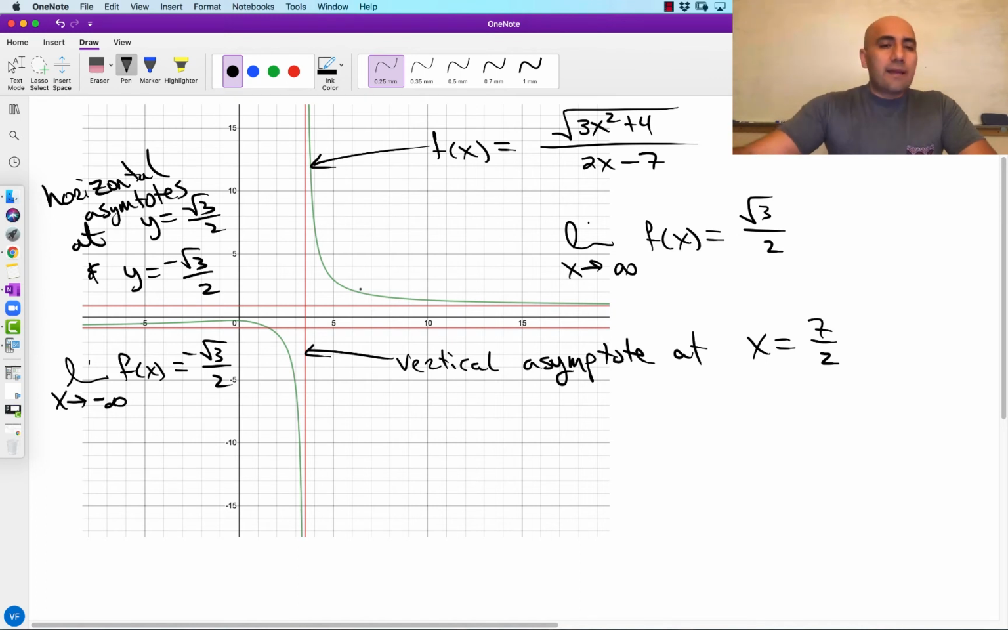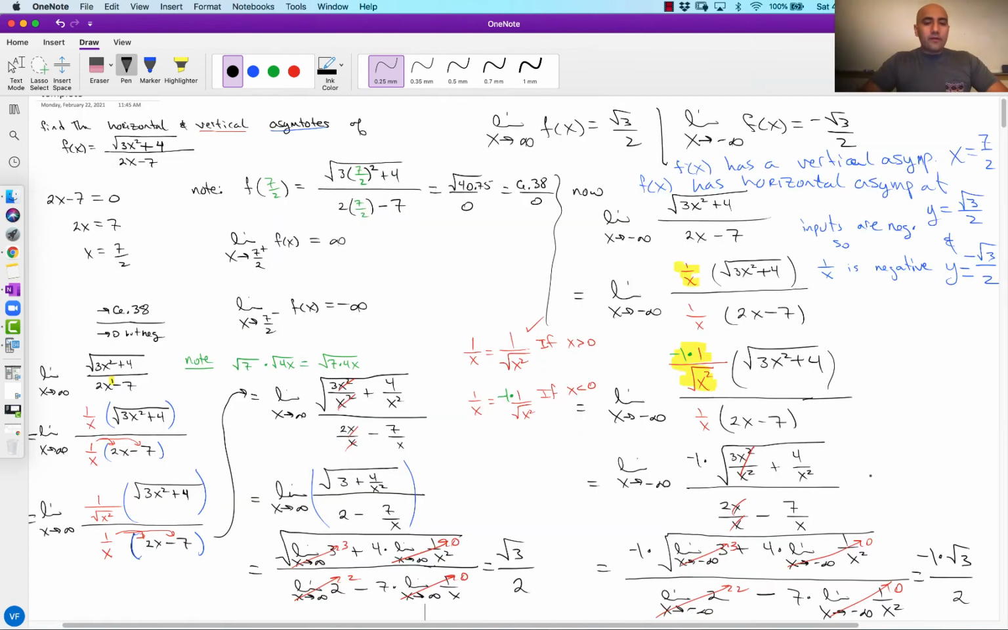So this is another example of having two horizontal asymptotes, one for the case when x goes toward positive infinity and a different horizontal asymptote as x goes toward negative infinity. The big thing to take away from here is this algebraic trick that we used. Hopefully that makes sense, but we use this kind of thing all the time, right? How do we use algebraic manipulations to help us figure out the limits.